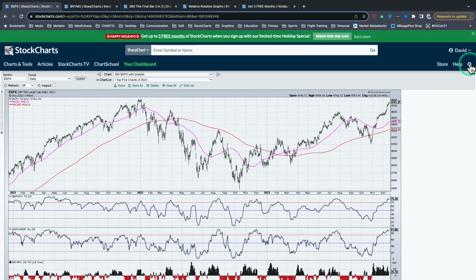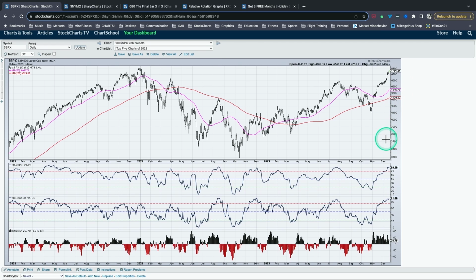The other thing you can do at any point is click on the magnifying glass and just type a keyword, right? So if you type Bullish Percent Index, you'll see the tickers for the S&P, the NASDAQ, and other Bullish Percent Indexes on the StockCharts platform.